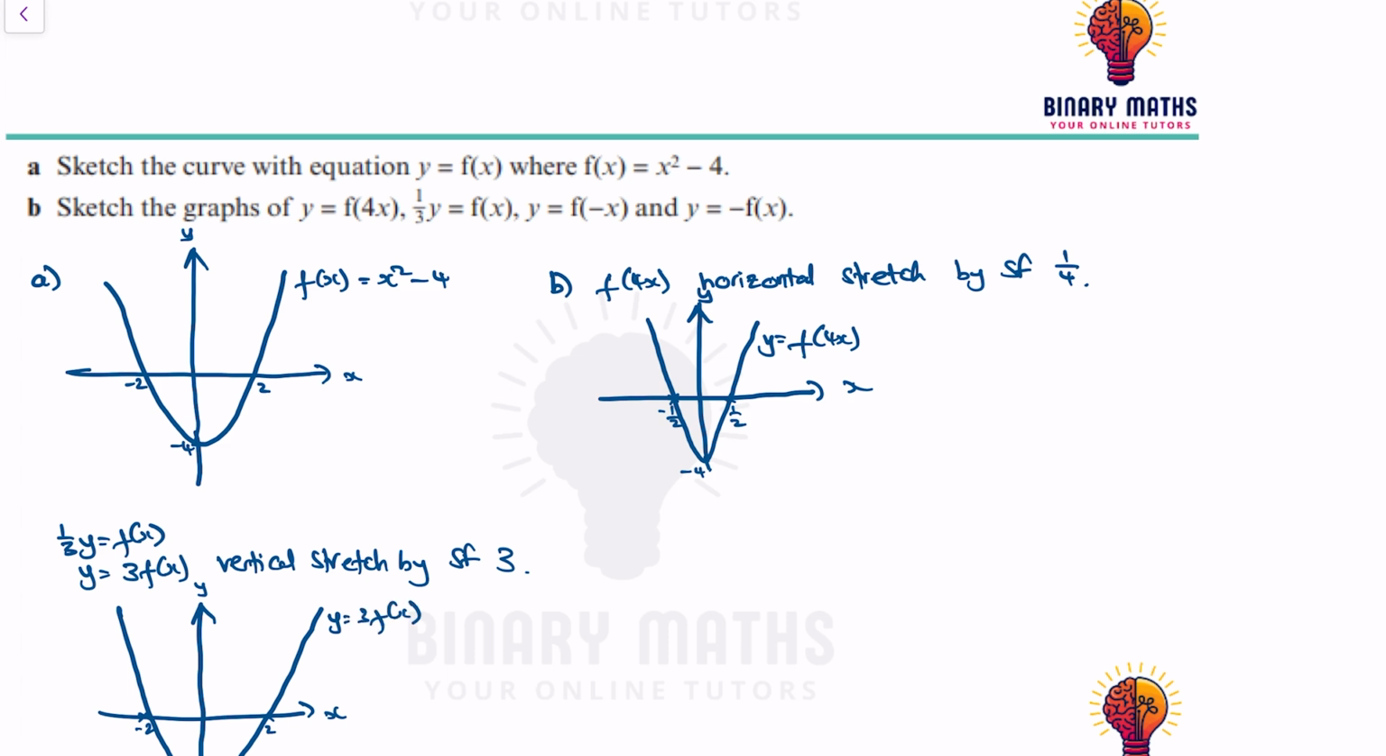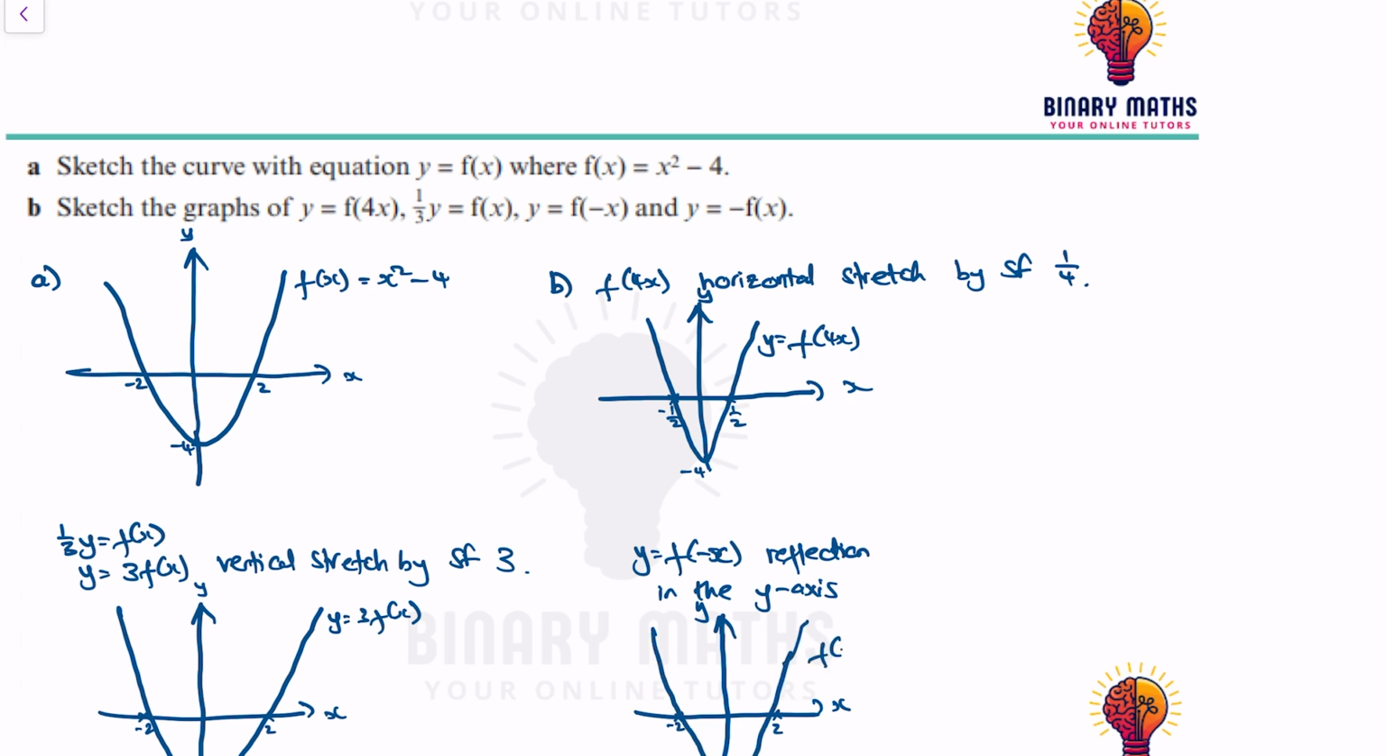Okay, next one, y is equal to f of minus x. So y is equal to f of minus x is a reflection, because the x is the changing value, a reflection in the y-axis. So it's reflecting on the y-axis, which means it doesn't change, because if you look at it, it's symmetrical along the y-axis. So it's just going to be the same thing again. So we still go through -2, 2, and go through -4 here. So this is f of minus x.